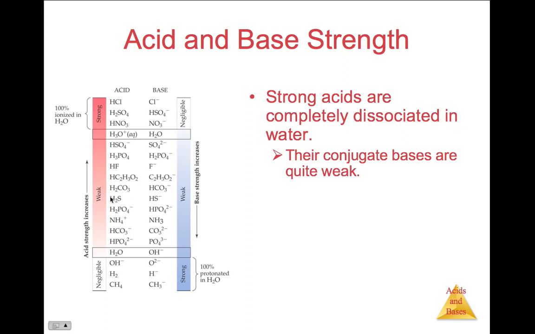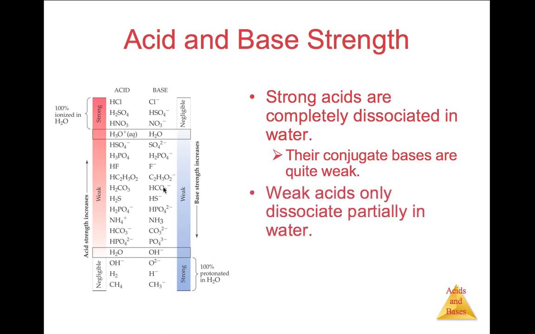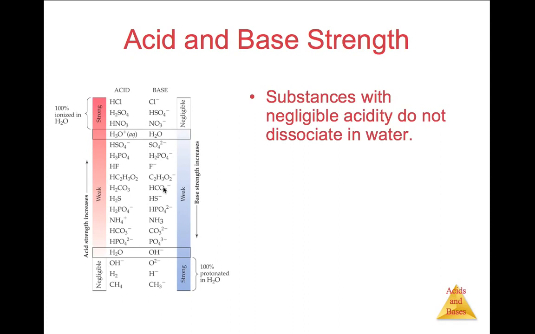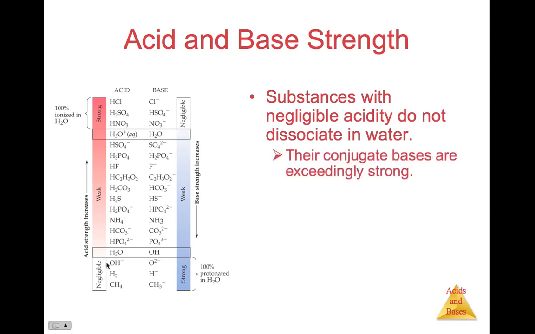You can see in here we have weak acids and weak bases, and they become conjugates of one another, and they are weak acids and weak bases. Weak acids only partially dissociate in water, and conjugate bases are weak bases. Substances with negligible acidity do not dissociate in water. So these things down here, they don't dissociate in water because they have negligible acidity. They don't break up to give you 2 H- or something like this in terms of H2 because they're so weak.